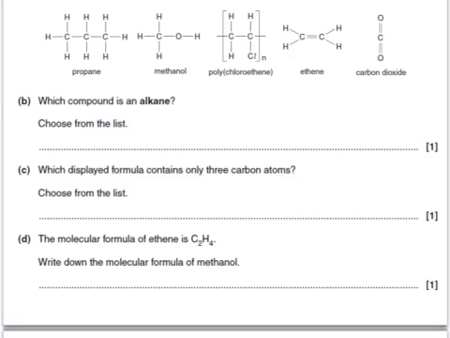Which compound is an alkane? Well, for an alkane we're looking at something which is a hydrocarbon, contains carbon and hydrogen only, so that means it's between propane and ethene. But here we can see that first of all the alkane would end in ane, and secondly it would only contain carbon-carbon single bonds, so the answer is propane.